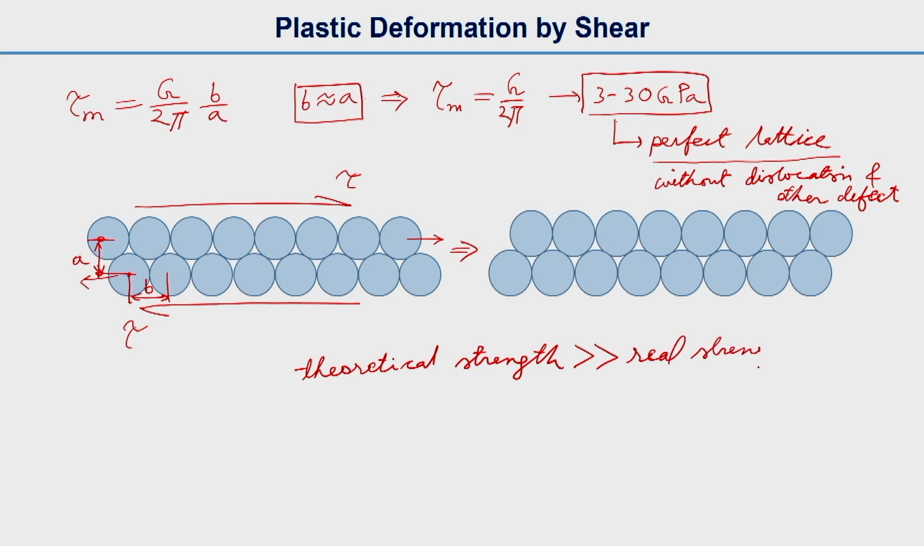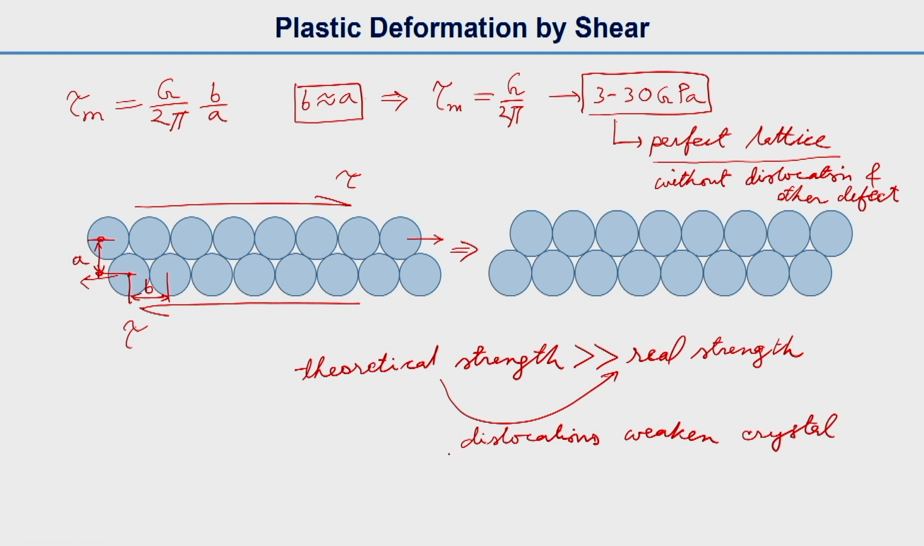The real strength you can determine from experiment. So, why is this happening? This happens mostly because of the dislocations. That means dislocations make the crystal weak, make the material weak.